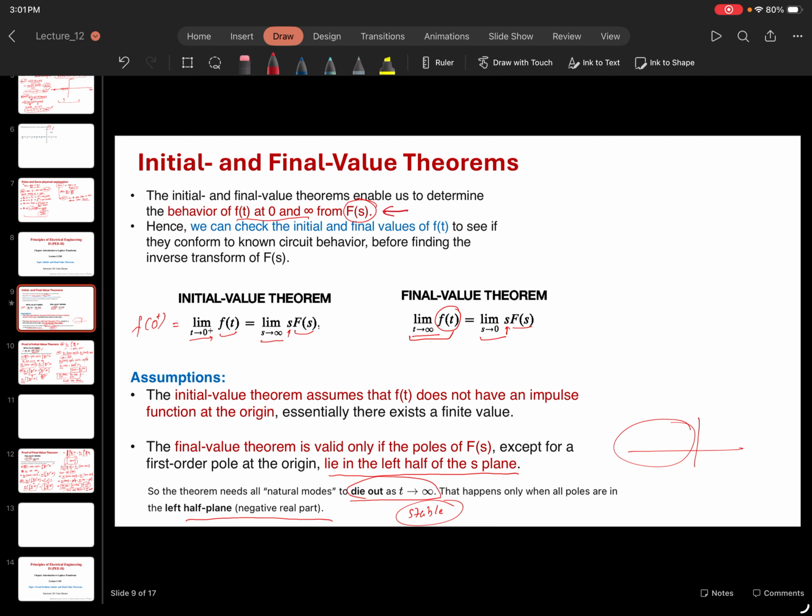We developed the initial and the final value theorems. And we said that our assumption is that the initial value theorem is only applicable when you have a finite value at 0. And the final value theorem is practical only if your poles lie on the left hand side, as s equals minus something, so that you have stability in the system and your system decays.